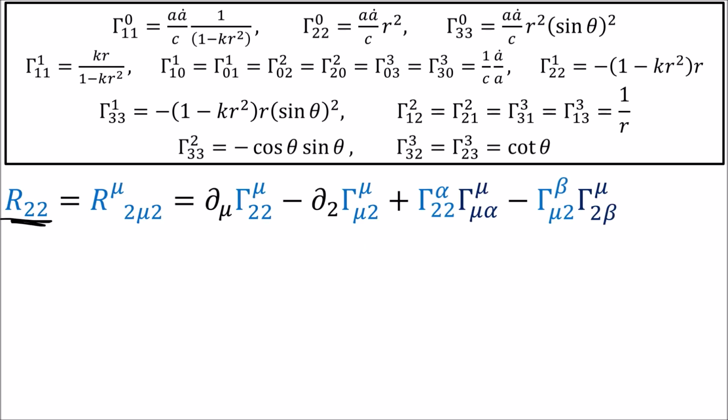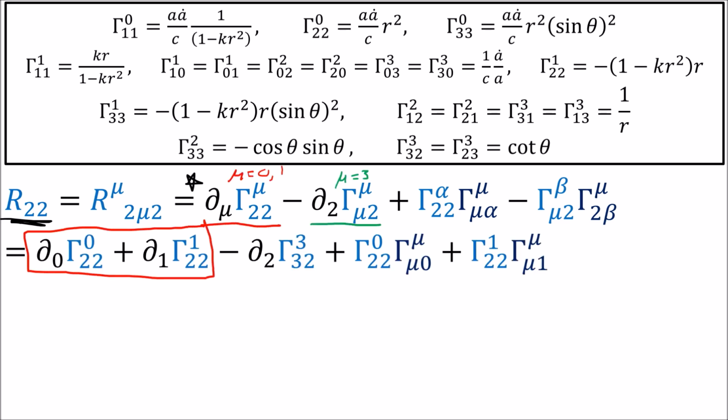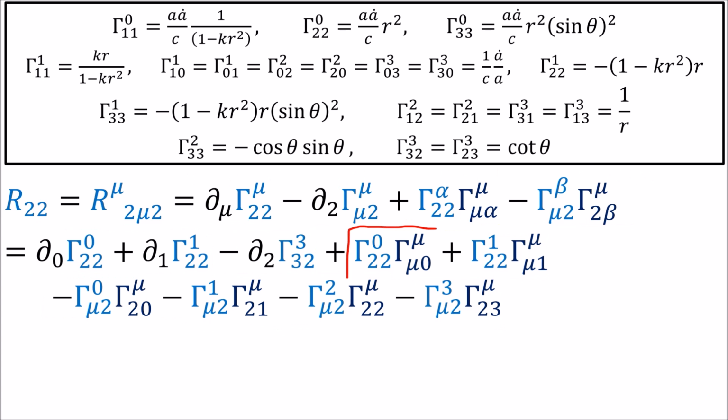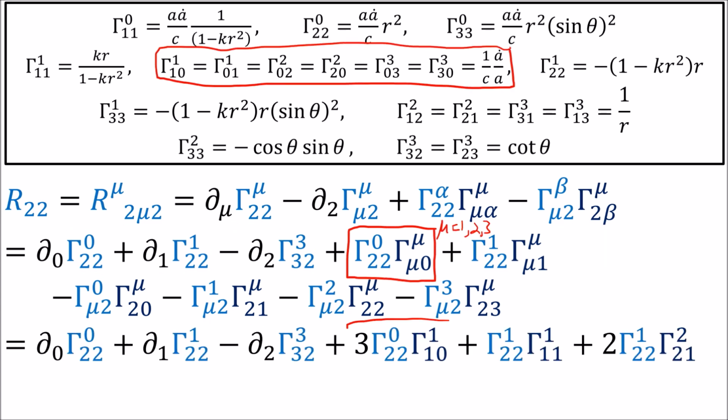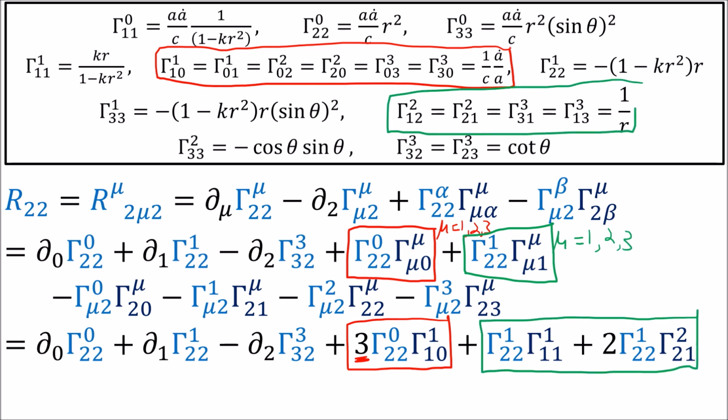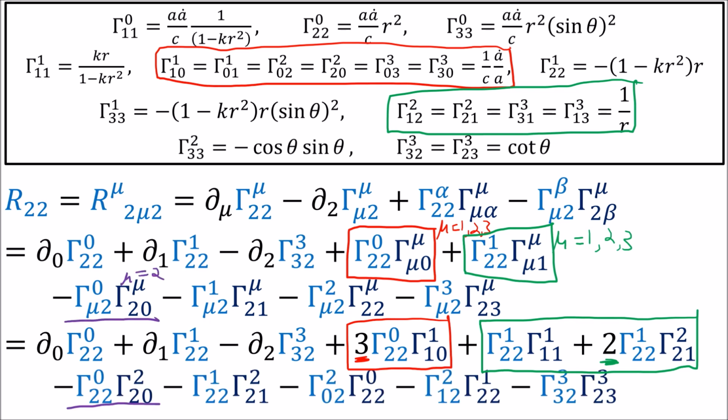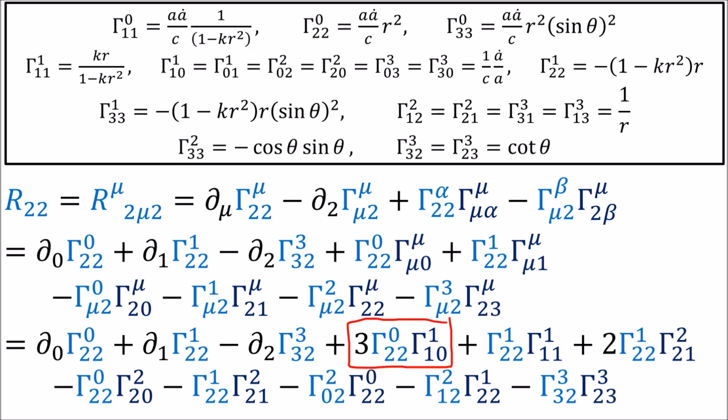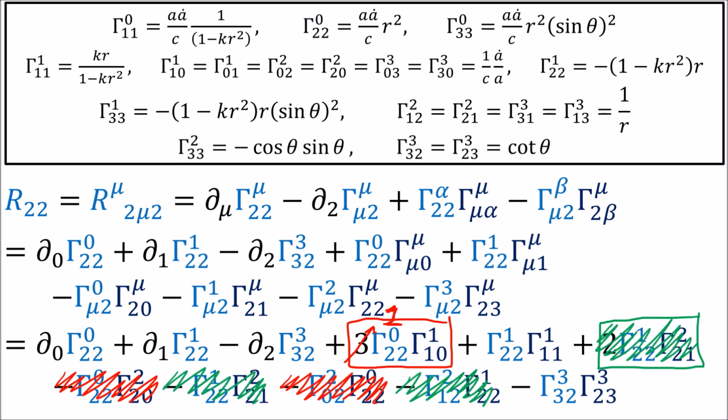Now, R22 is defined here, and these sums expand with mu 0, 1, mu 3, alpha 0, 1, and beta 0, 1, 2, 3. This mu sum expands to 3 of the same term. This mu sum expands to 1, 2, 3, but 2 and 3 are the same term, so I'll put a factor of 2 here. This mu must be 2, this mu must be 2, this mu expands to 0, 1, and this mu must be 3. This 3 cancels with these to give a 1, and this 2 cancels with both of these.